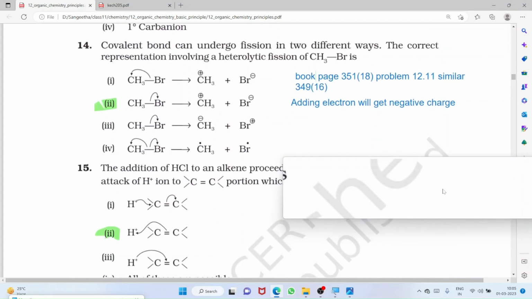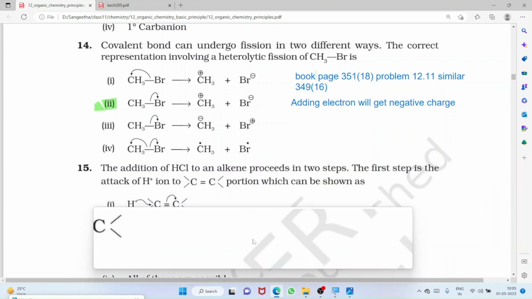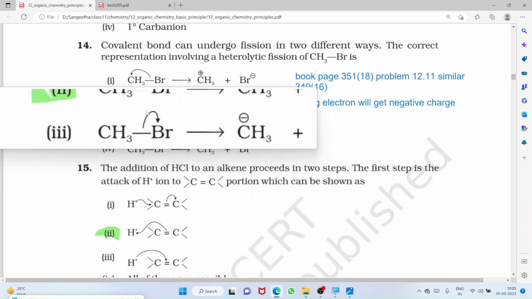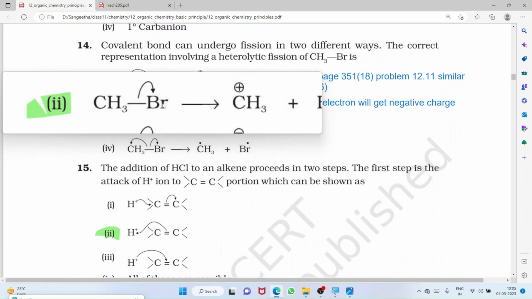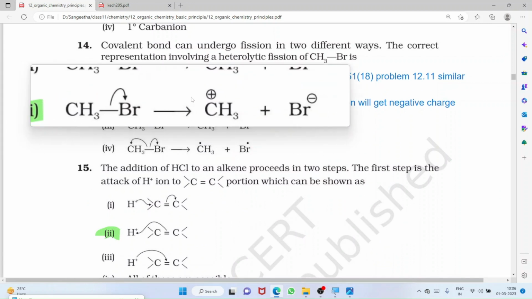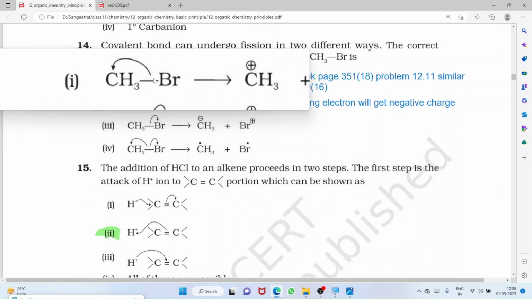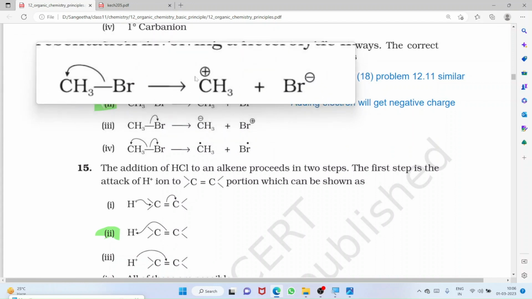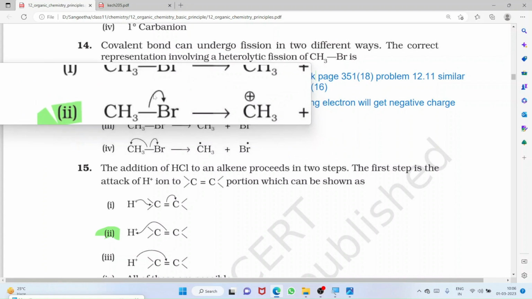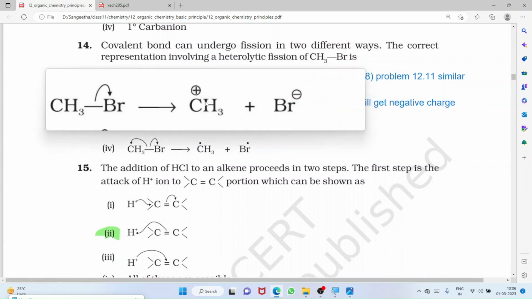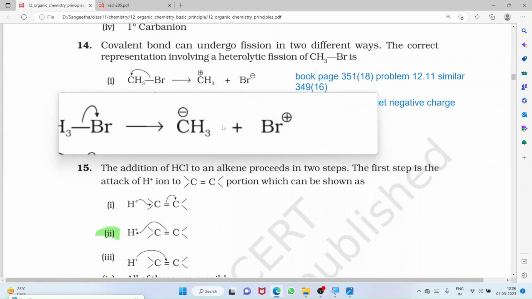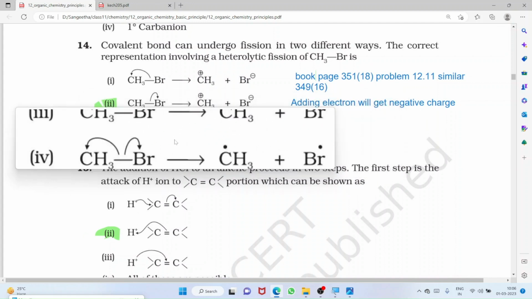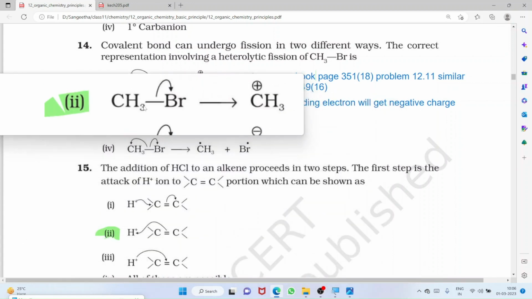A covalent bond can undergo fission in two different ways. The correct representation here is: when an electron is passed to an atom, that atom will have a negative charge and the donor will have a positive charge. So here you see this electron is passed, so this should be negative. This is wrong because the positive is mentioned here. Bromine is taking the electron, so it is negative, but here they mentioned bromine as positive. This is wrong. So this one is the correct answer.